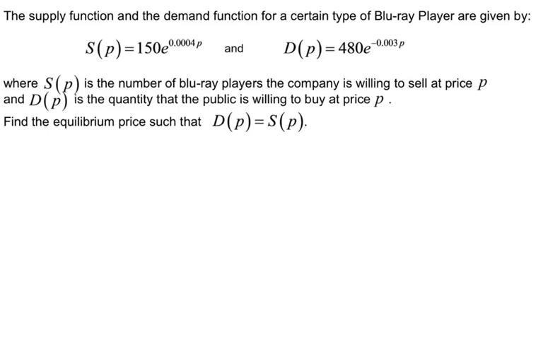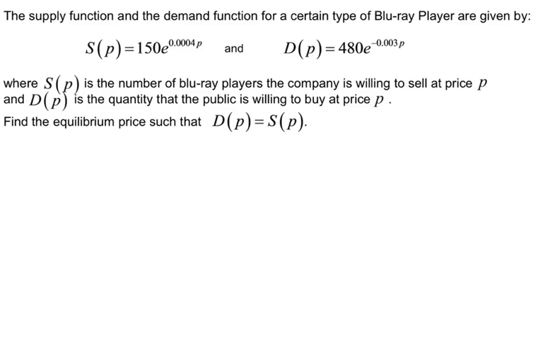And we're back and we're going to solve another exponential application problem. Here we're given a supply function and the demand function for a certain type of Blu-ray player. They're given by S of P equals 500 e to the 0.0004 P. So there are 3 zeros in front of that 4. And D of P equals 408 e to the negative 0.003 P. So 2 zeros in front of that 3. Make sure we notice that.